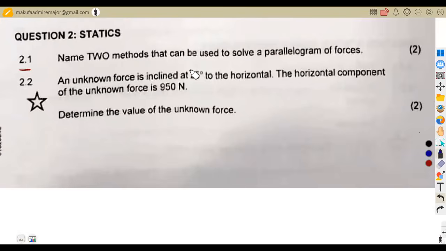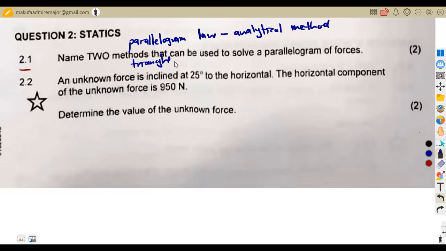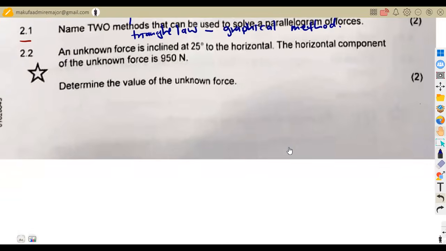All right, so we have the parallelogram law, which is actually taken from our analytical method. In this case, we are simply referring to our analytical method. All right, we also have the triangle law, which is referred from our graphical method. So that is the whole idea of our question.